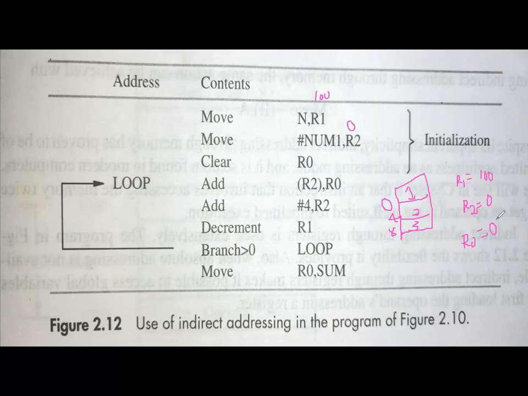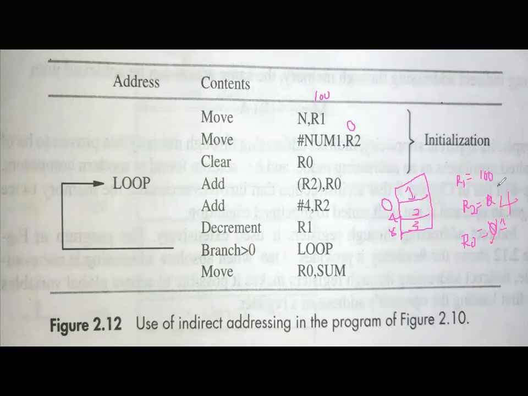Okay, so this R0 has become 1 now. Clear? Then later add #4, R2. What is the value of R2? 0, exactly. #4 means directly I need to add the value 4 to R2. Then this will be overwritten as 4, right? R2 will be overwritten as 4 now.